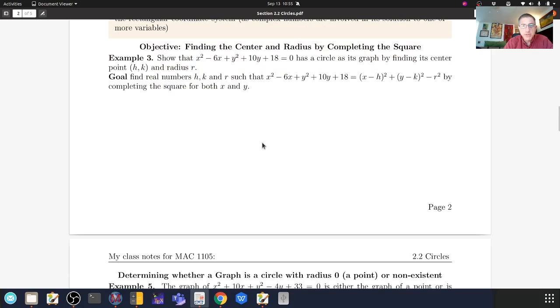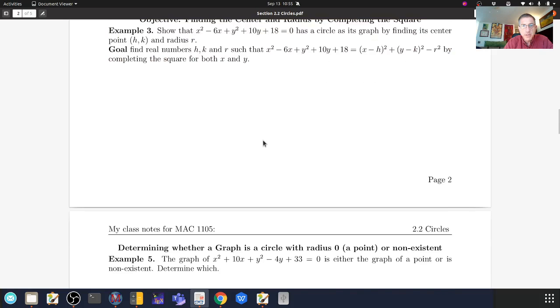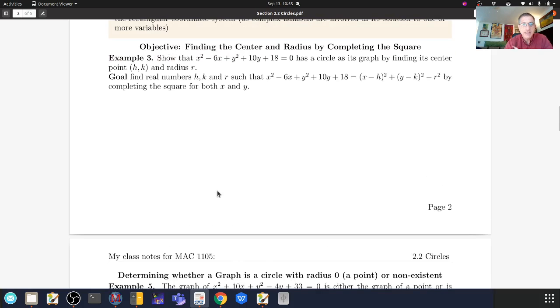So let's do one of these problems. So what are we being asked to do? Show that x squared minus 6x plus y squared plus 10y plus 18 has a circle as its graph by finding its center point hk and radius r. So here's what we're given right here.